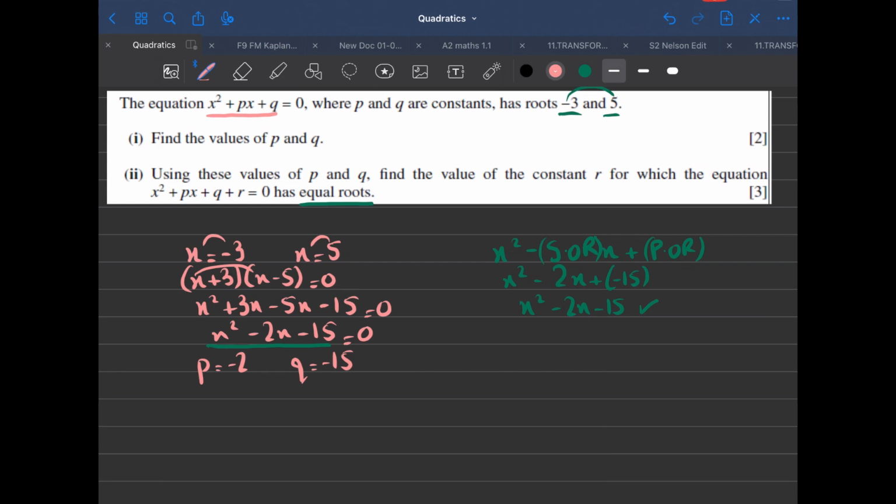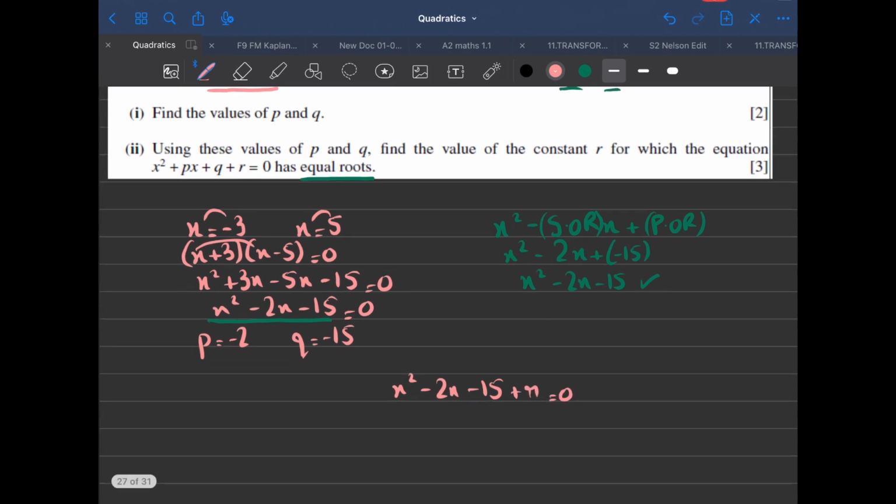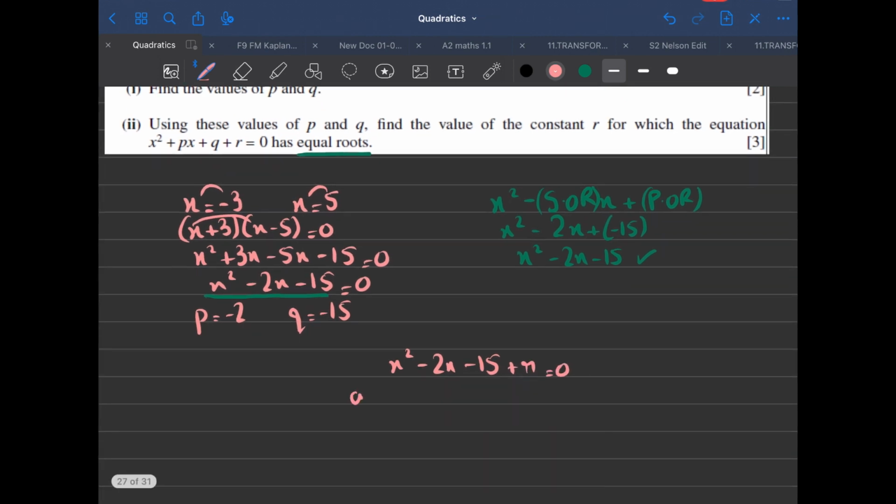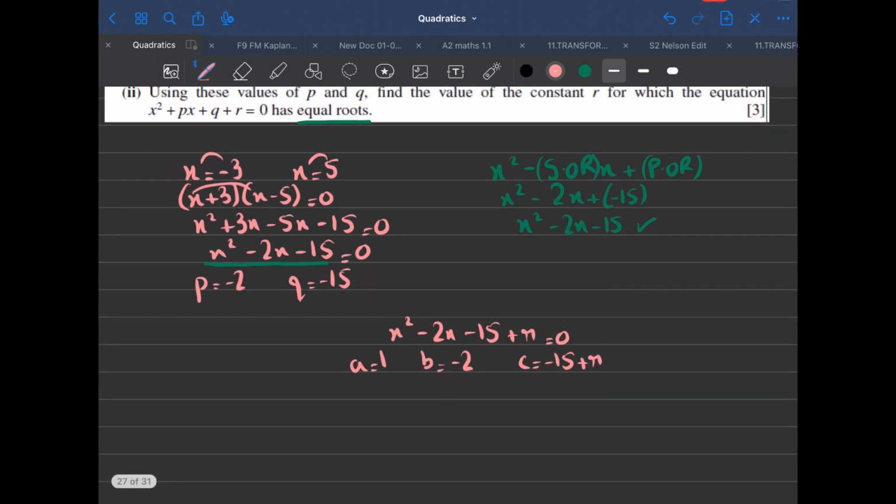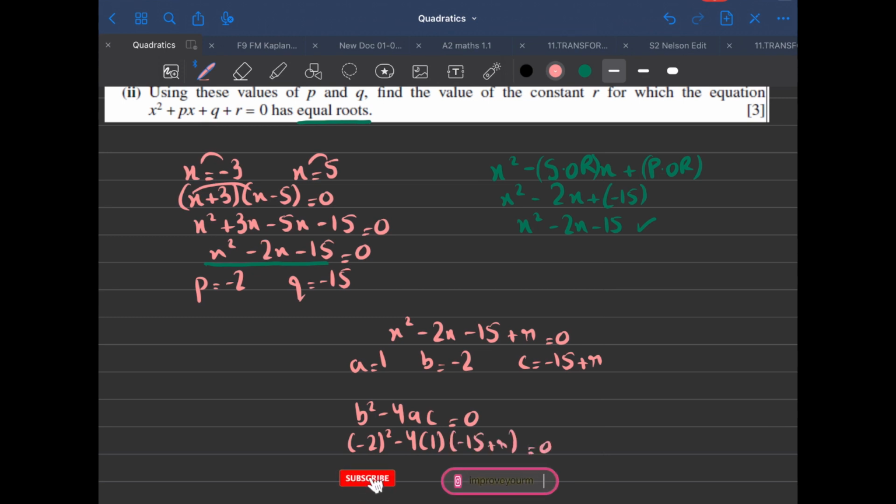Let's begin. So x square minus 2x minus 15 plus r is equal to 0. What's written with x square? Sir, 1. What's written with x? Minus 2. And what's written as a constant? Minus 15 plus r. So it's going to be b square minus 4ac is equal to 0. Minus 2 square minus 4 into 1 into minus 15 plus r is equal to 0.